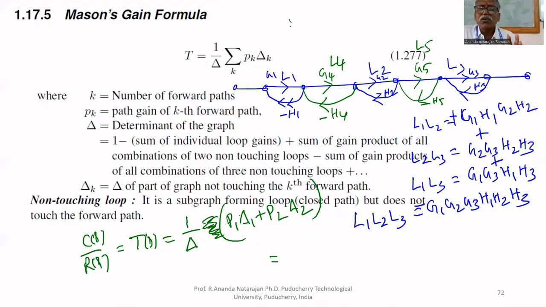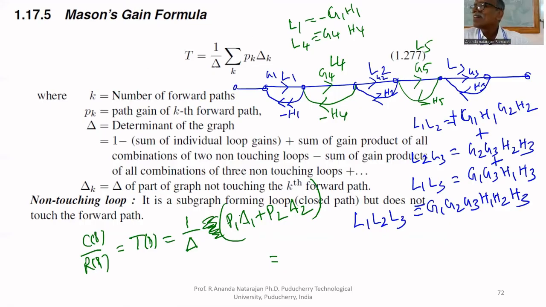Sometimes, if you see, L1 is equal to, in this case, minus G1, H1. L4 is equal to what? G4 minus G4, H4. There is no common element, but they are touching each other. Therefore, we have to check. But most of the time, common elements will be there, and quickly you can remove them. Sometimes there won't be any common element, but they will be touching each other.